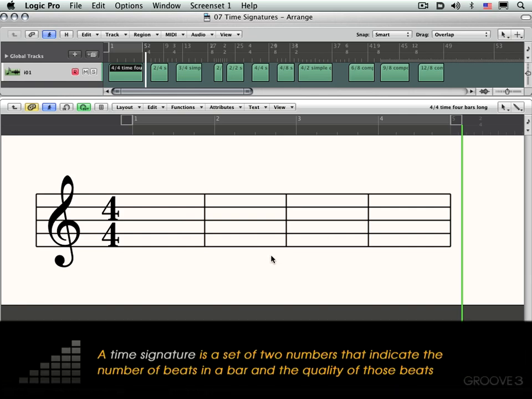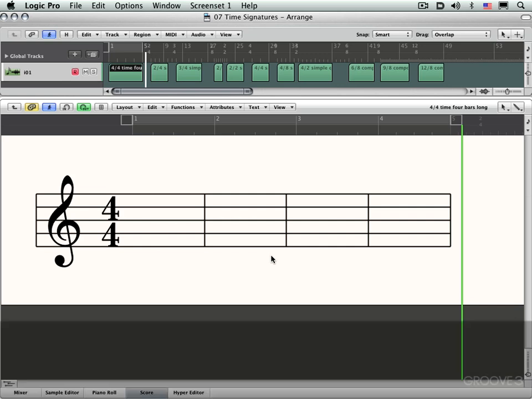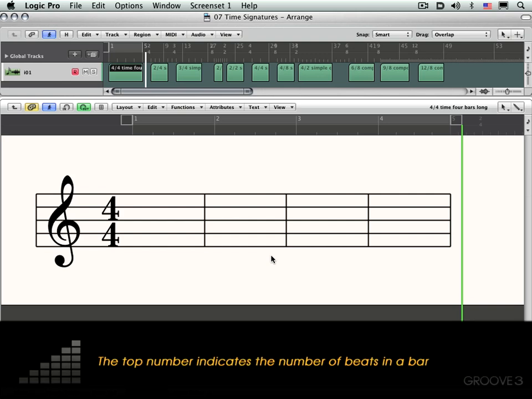So then, a time signature is a set of two numbers, like you see here, that indicate the number of beats that'll be in the bar and the quality of those beats. In other words, what type of beat. So although a time signature looks like a fraction, it's not really. The two numbers have two different meanings. The top number dictates the number of beats in each bar, and the bottom number indicates the length of each beat in terms of note length.